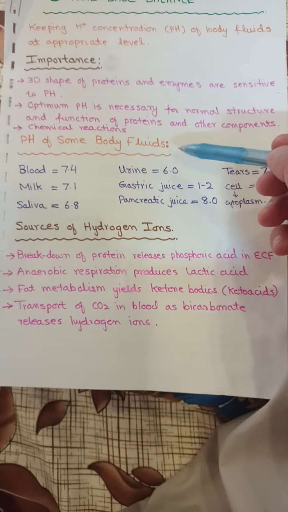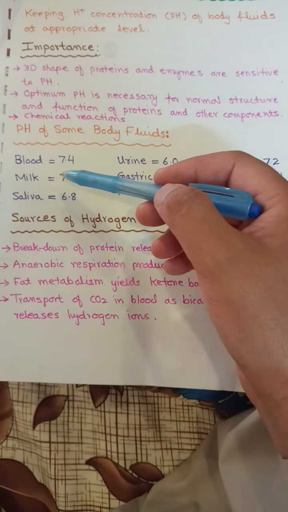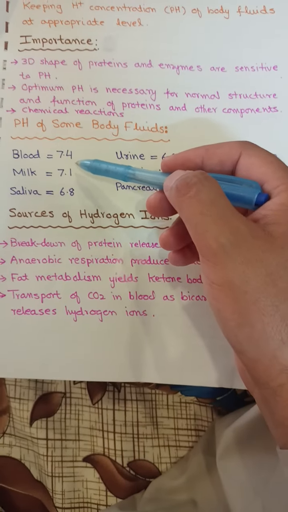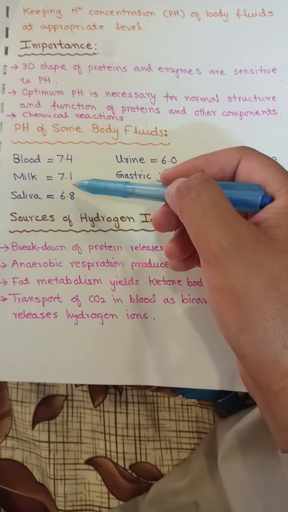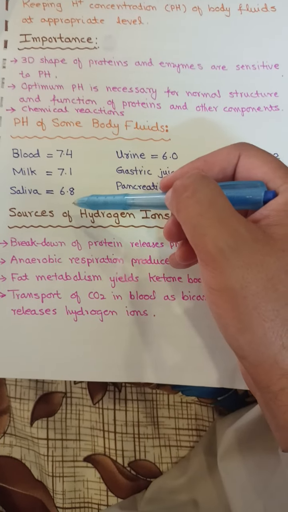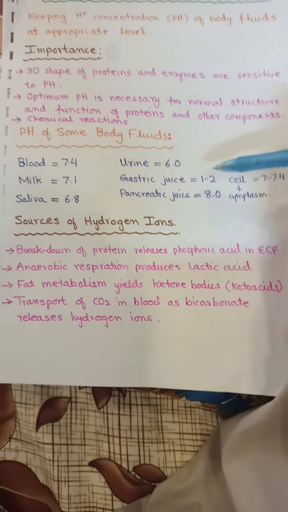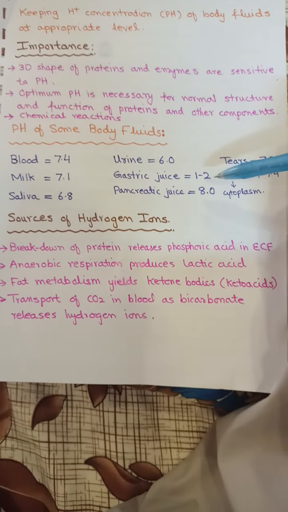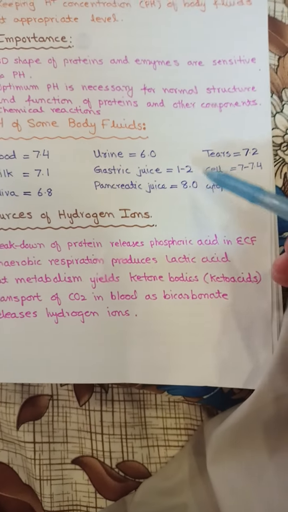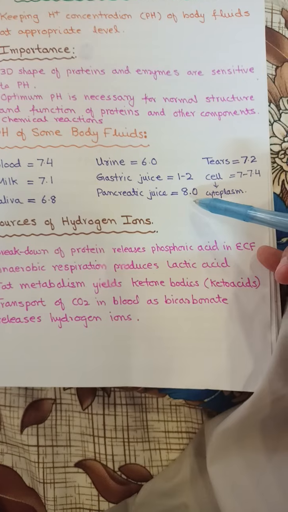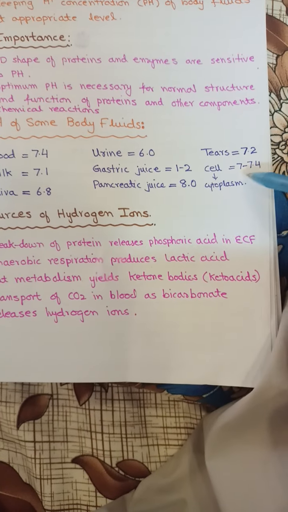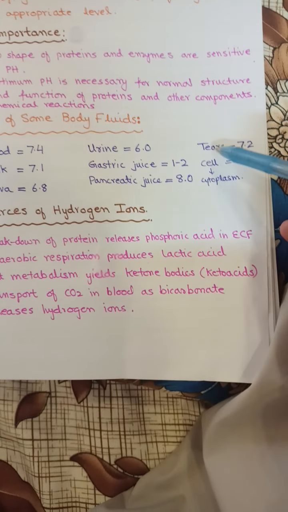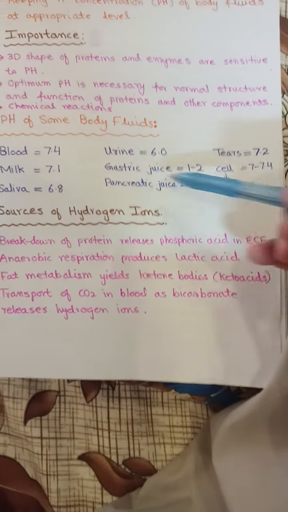Here we have shown the pH of some body fluids. Blood has a pH of 7.4, milk 7.1, saliva 6.8, urine 6, and gastric juices 1 to 2. Pancreatic juices are alkaline, with a pH of 8. Similarly, cell cytoplasm has a pH of 7 to 7.4 and tears have 7.2.